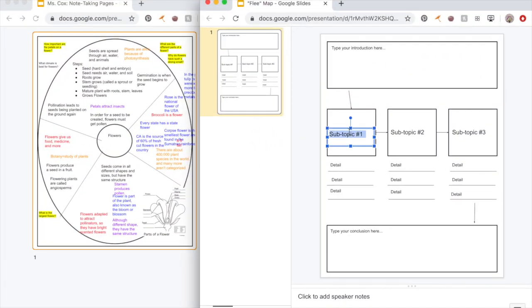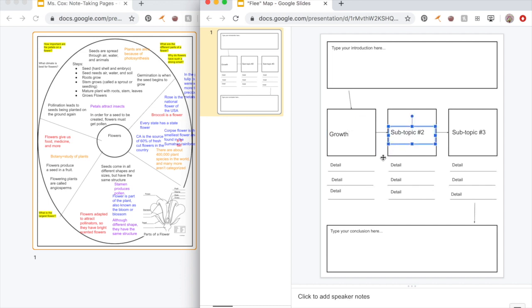So the first thing I'm going to do is edit these 3 subtopics. My topic for the whole essay is flowers, but I have different subcategories that I am going to talk about and teach my readers about. So I'm going to write growth as my first subtopic. It represents that I want to write about how flowers grow.